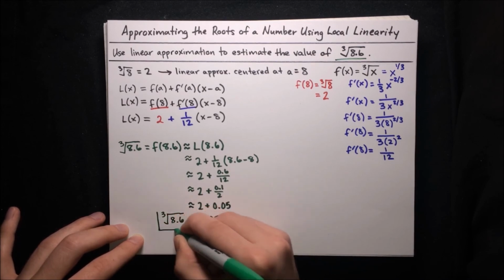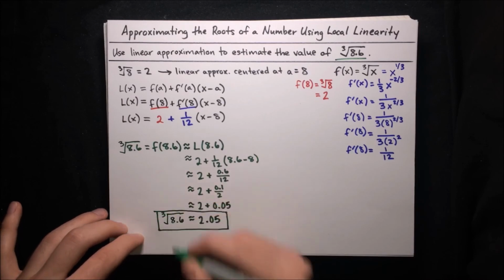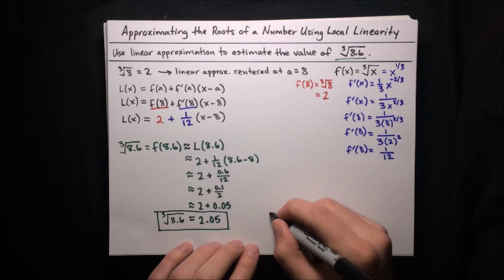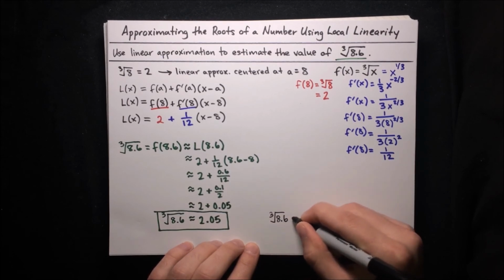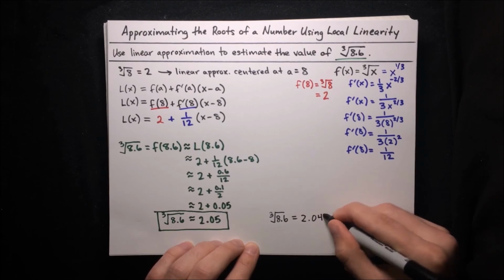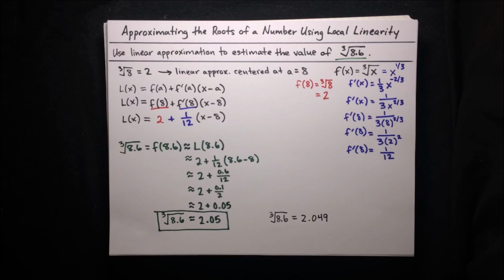And that makes sense because it's a little bit over 2, and 2 cubed makes 8. Yeah, that's all checking out. So there's our linear approximation, and again you might wonder, how good is this approximation? Well, rounded to 3 decimal places, we have that the cube root of 8.6 is actually equal to 2.049. So that means our linear approximation is really close. It's accurate to 2 decimal places. And we were able to figure that out without even using a calculator.